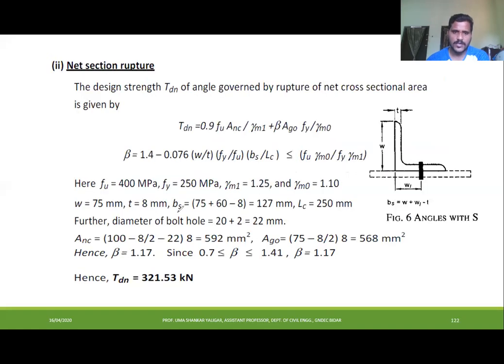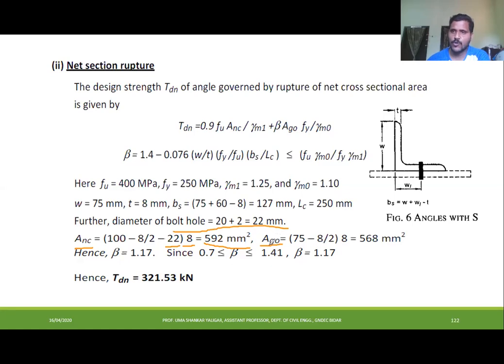First the bolt hole diameter 20 plus 2 mm clearance will give 22 mm. Then 100, the connected leg, up to the center becomes minus 8 by 2, and minus 22, the hole diameter. Then the entire thing is multiplied by the thickness. This will give the net area of the connected leg. And similarly we need to calculate AG naught, the gross area of the outstanding leg. Gross area means 75 minus 8 by 2.